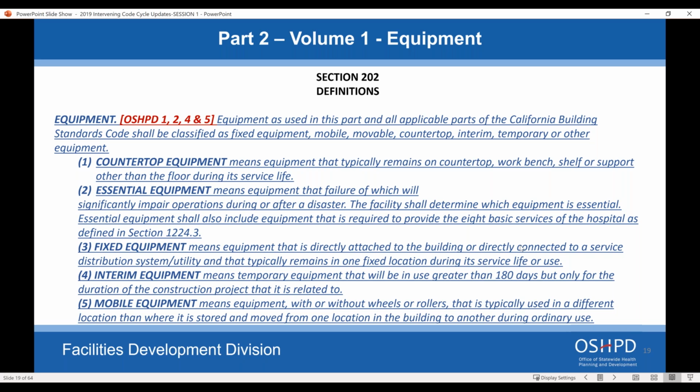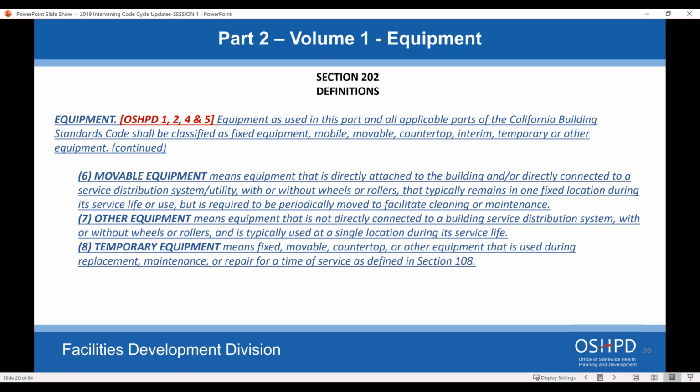Mobile equipment means equipment with or without wheels or rollers that is typically used in a different location than where it is stored and moved from one location in the building to another during ordinary use. The key word here is ordinary use. If it's moving around, like a workstation on wheels or something like that, it is considered mobile equipment.